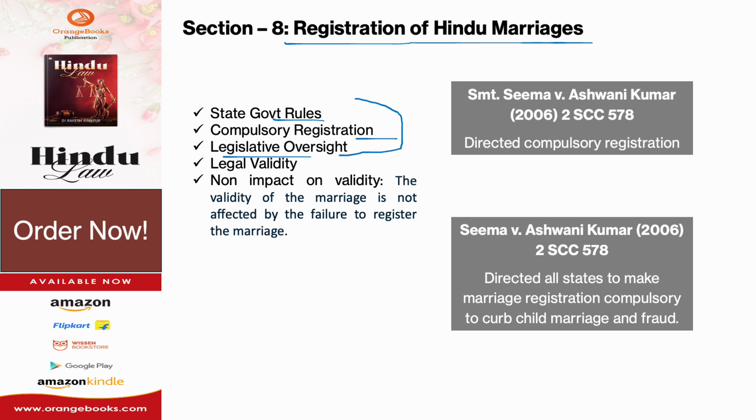But courts are directing to make registration compulsory. This was done in Seema versus Ashwini Kumar's case, where the Supreme Court directed all states that marriage registration should be made compulsory to curb child marriage. So this is all about sections 5, 6 and 8. 5, 6 and 8, 7 is omitted. So with that, we are concluding this video.